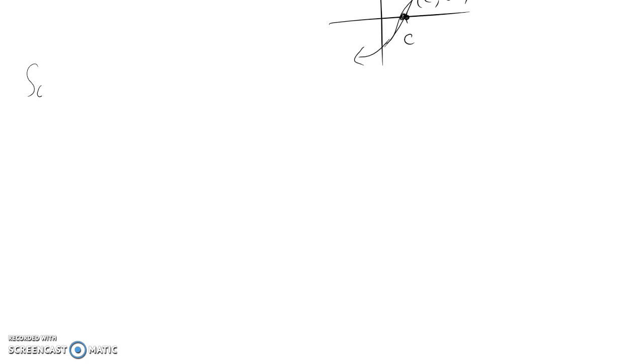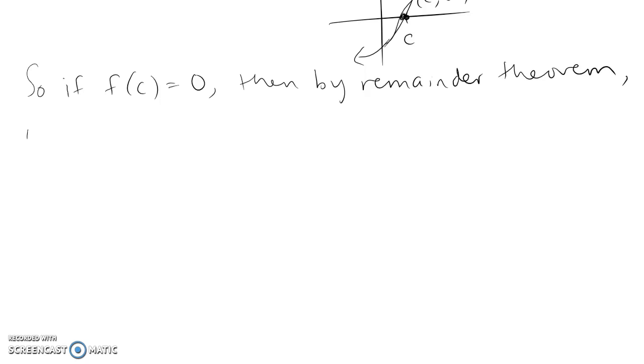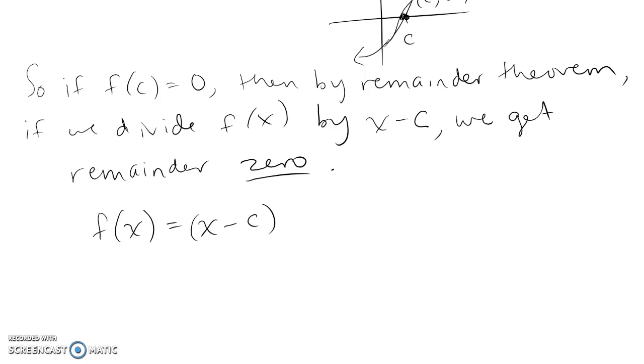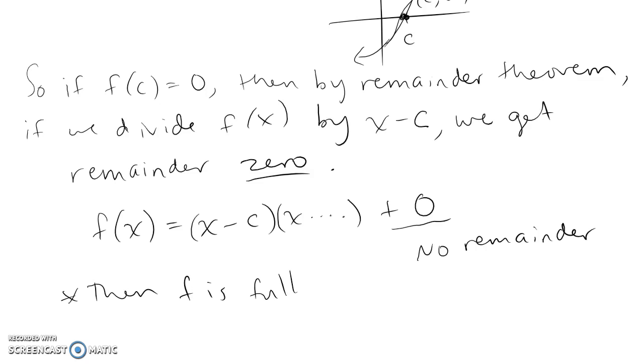So, if f of c equals 0, then by the remainder theorem that we just talked about, if we divide f of x by x minus c, then we will get the remainder of 0, right? So notice, if I divide by x minus c and I get a remainder 0, I'm going to get some other factors here. I don't know how many there are. But I'm going to get plus 0, meaning there's no remainder. And if that happens, then f is fully factored.